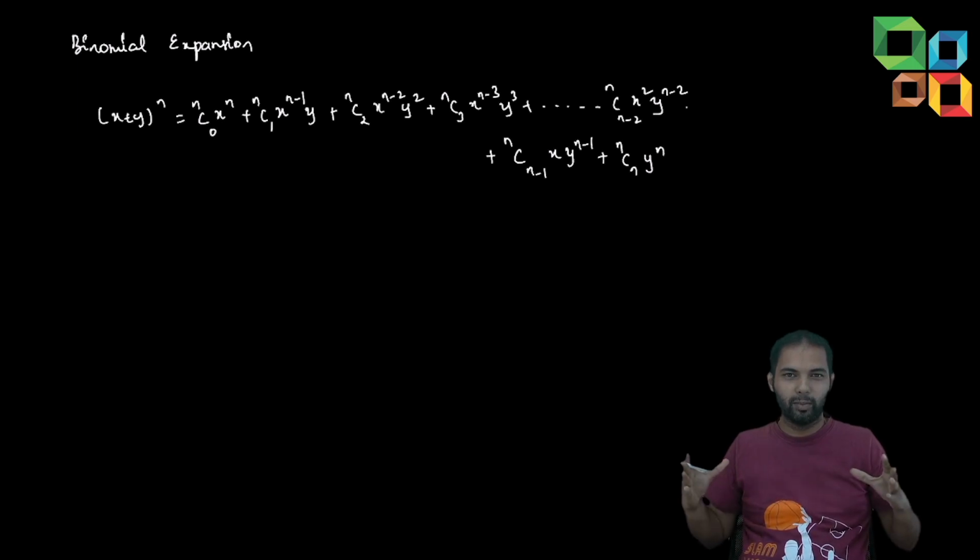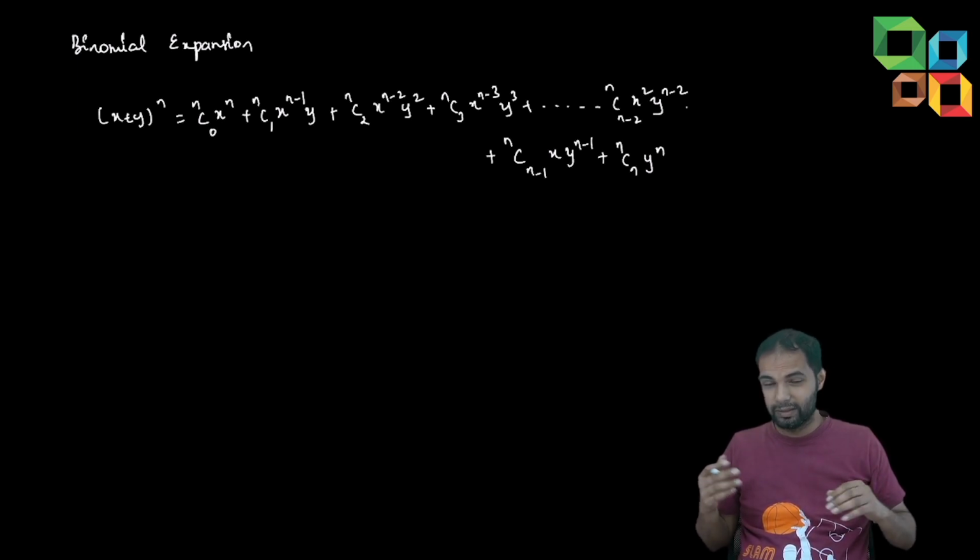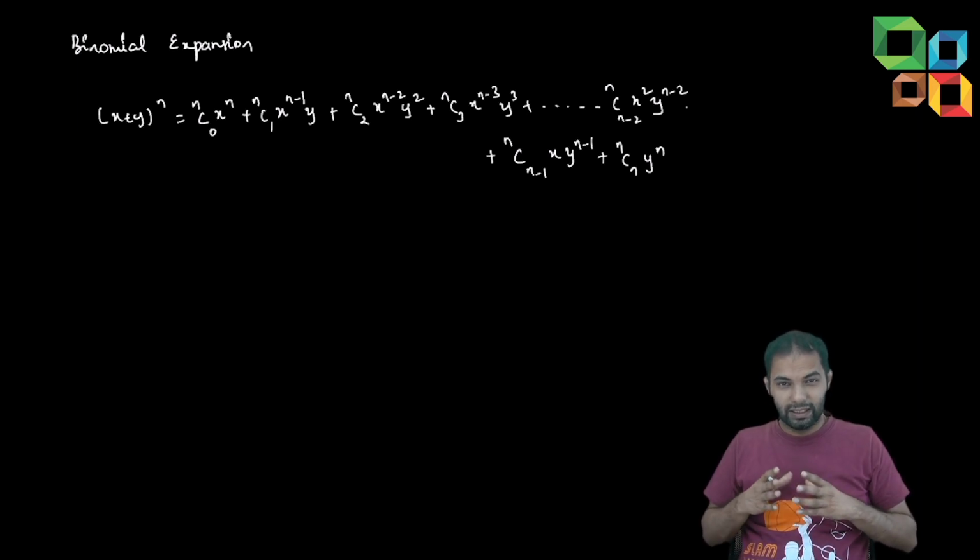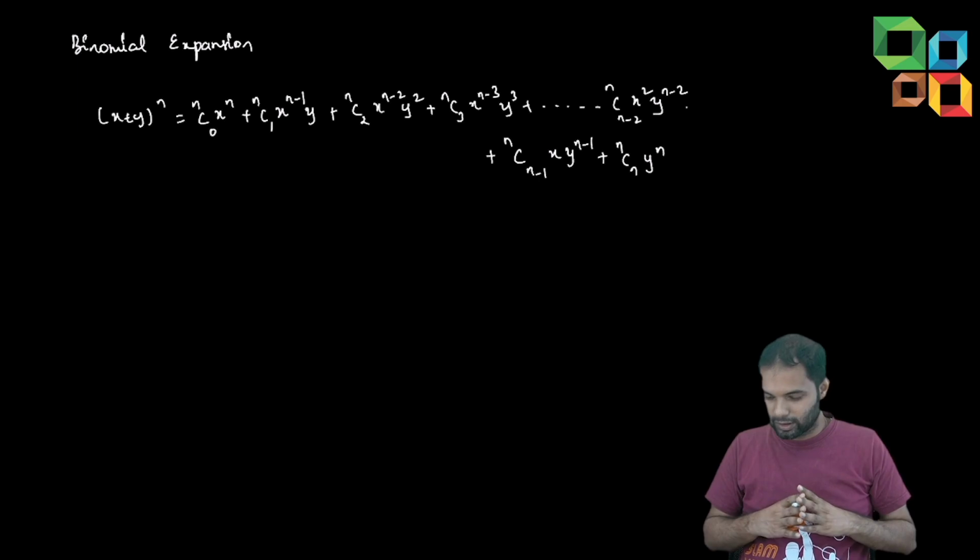This is nothing but your binomial expansion. And you can use any, say, whole number, you can figure out what it is. It actually works with fractions and even negative integers, but right now, at least for this chapter, we're just focusing on n being a natural number.